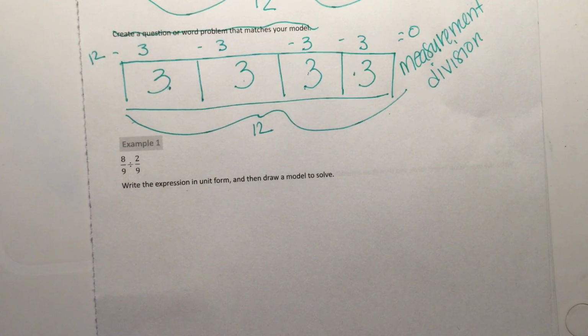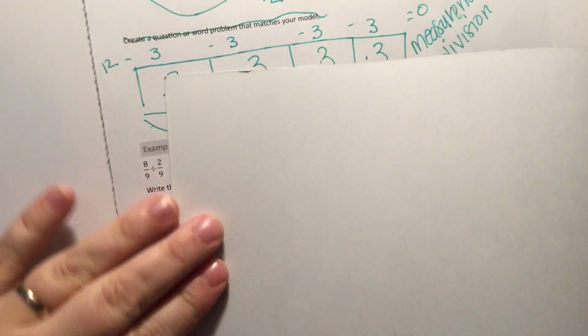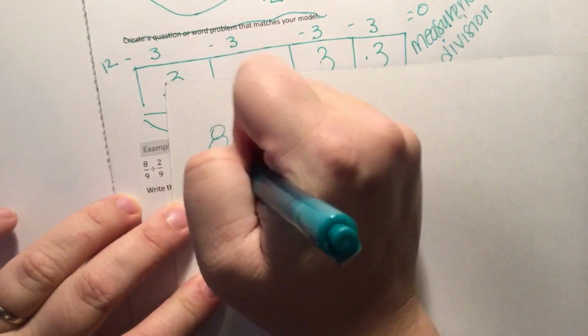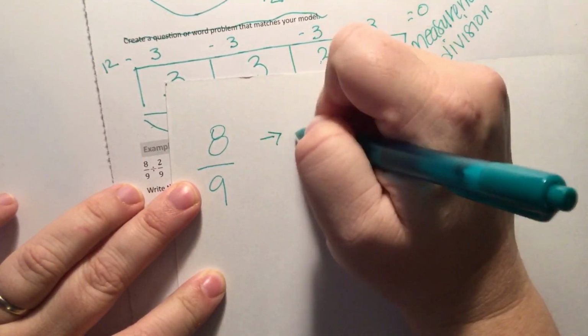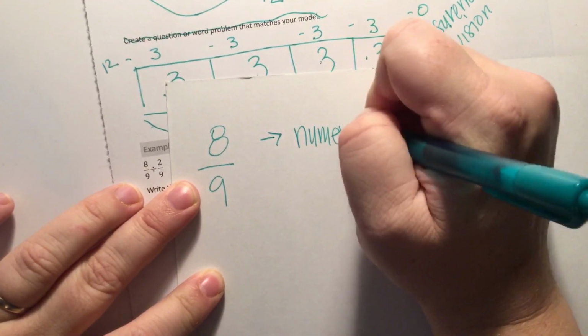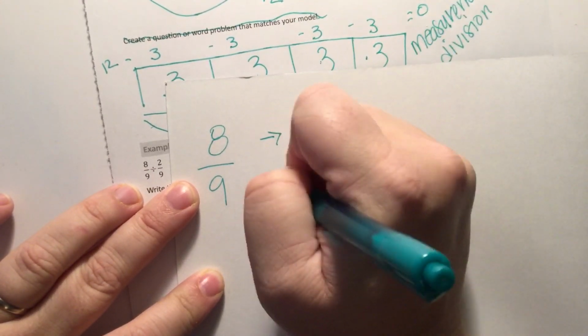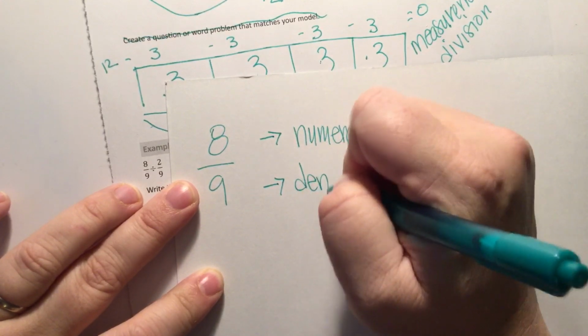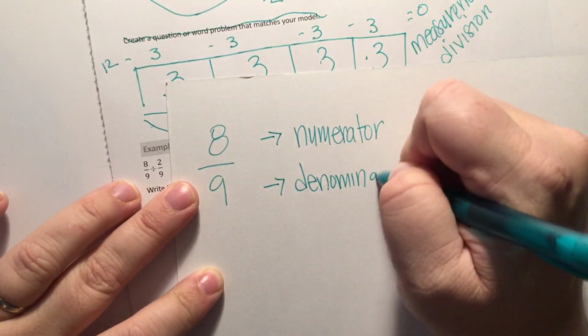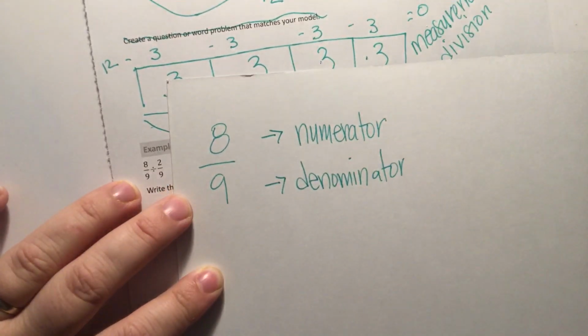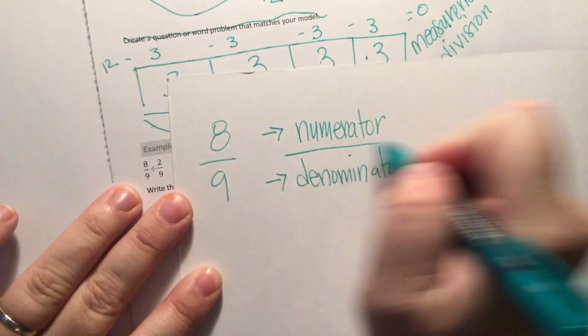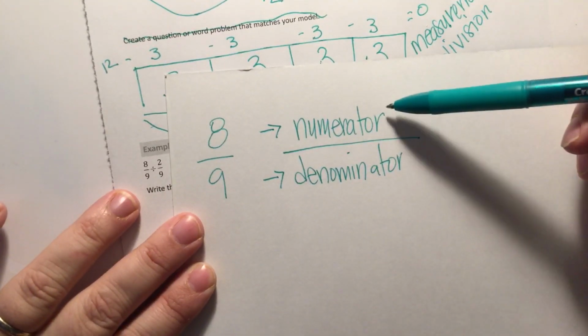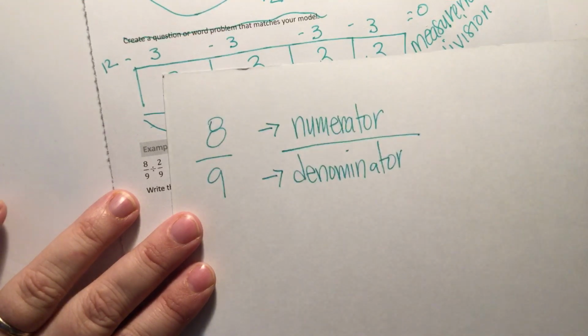I have my math notebook right here. I'm going to use this fraction right here, 8 ninths. I know that this is my numerator and my denominator. So guys, if I use these words, please don't forget them. You can even model it this way, your numerator over your denominator.